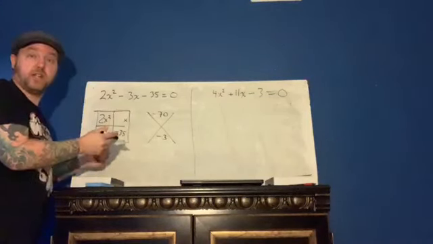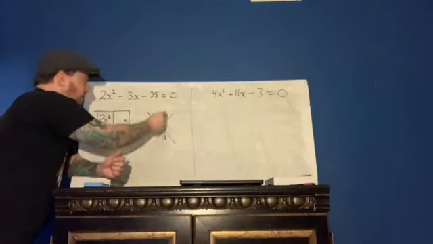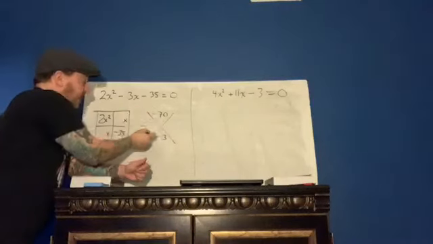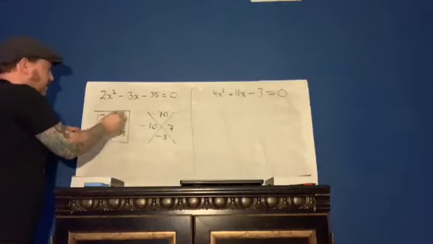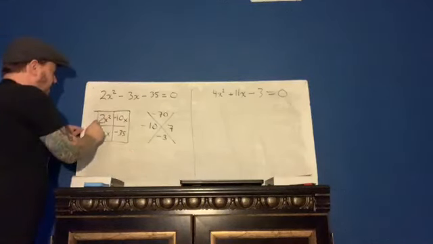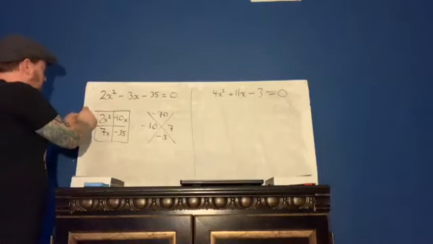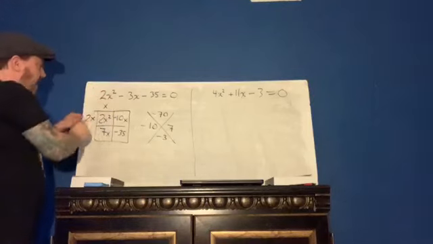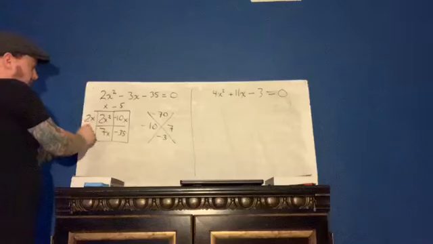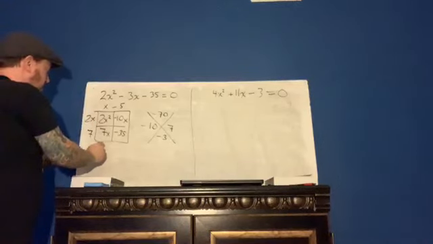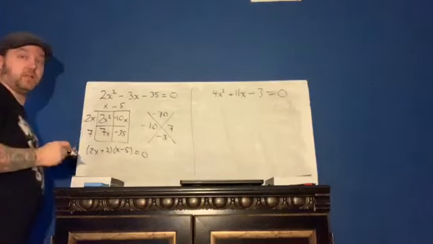Well, one's positive, one's negative. Since the product's negative, the bigger one's negative. What times what is 10 and 7? That's easy. Look, it's 3 apart. So negative 10, positive 7, which means this is negative 10x, 7x. Just find the GCF, right? 2x, this is x. This is negative 5, this is 7. So we have 2x plus 7 times x minus 5 equals 0.